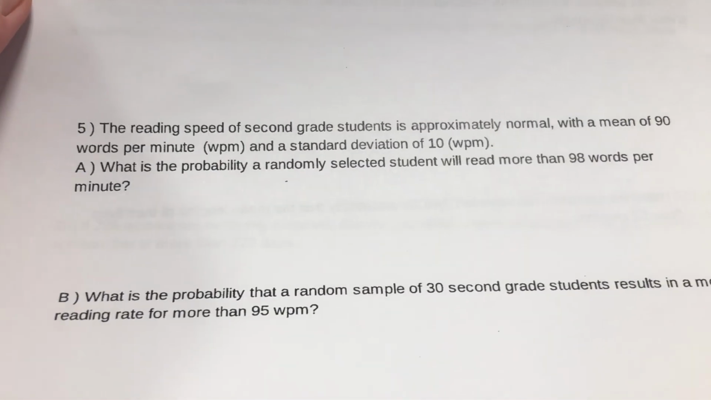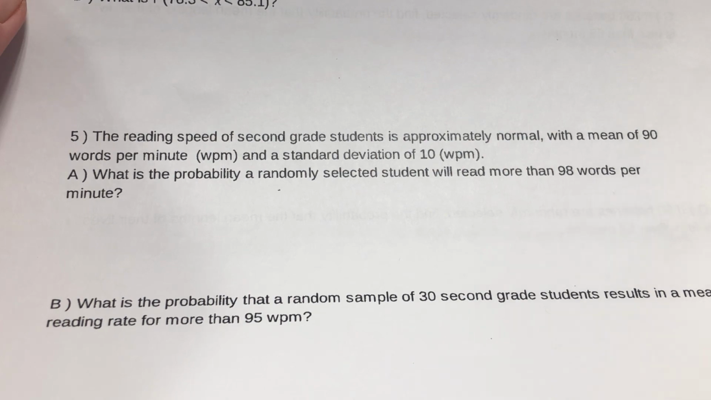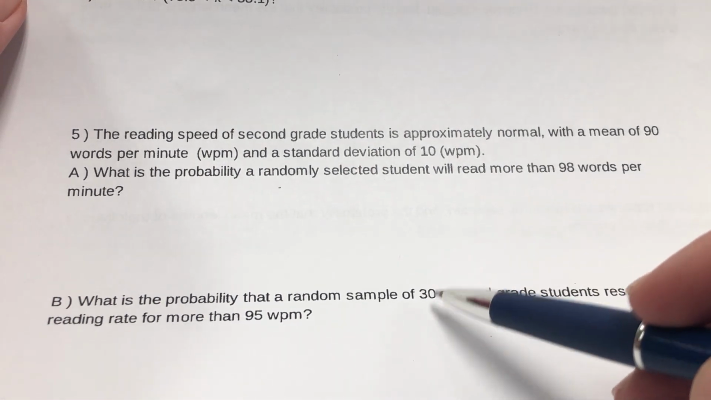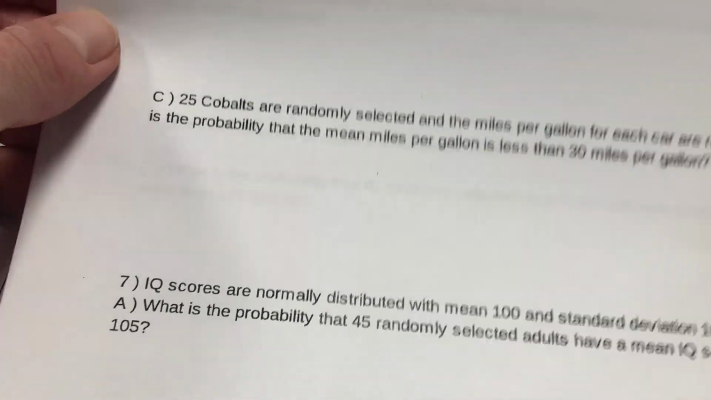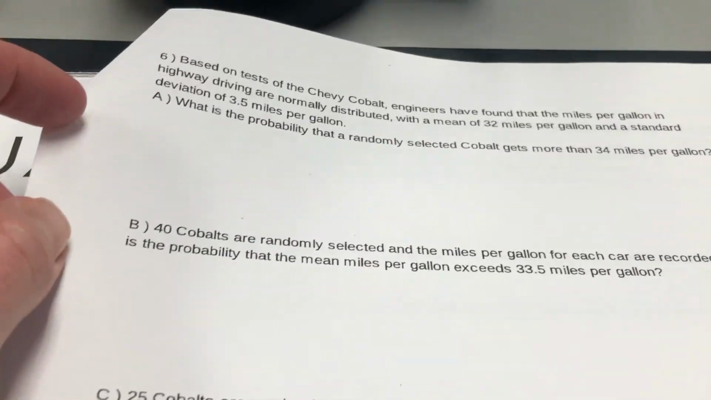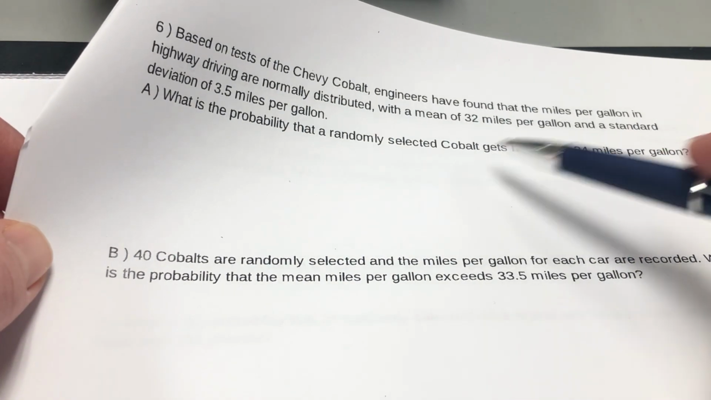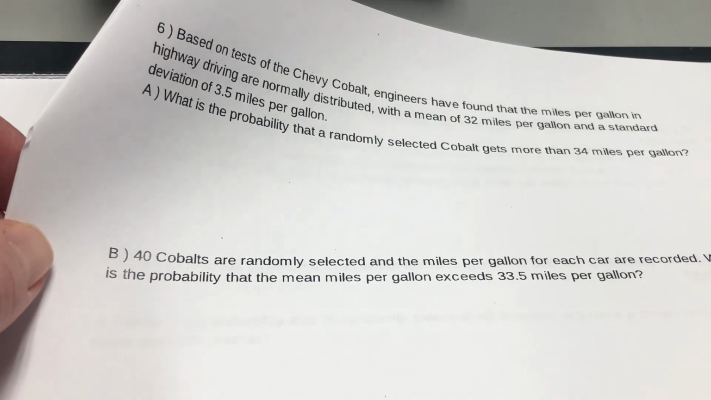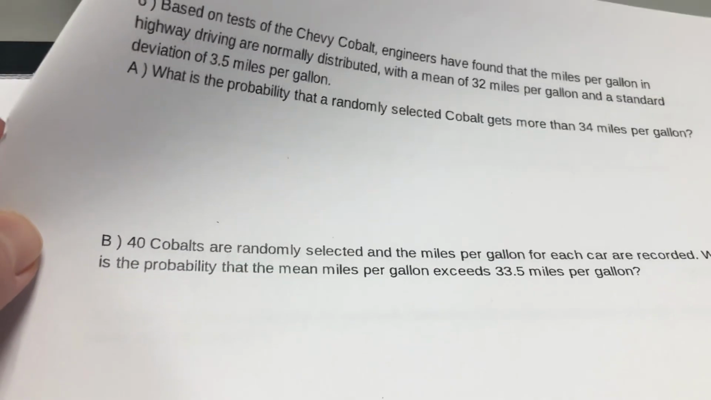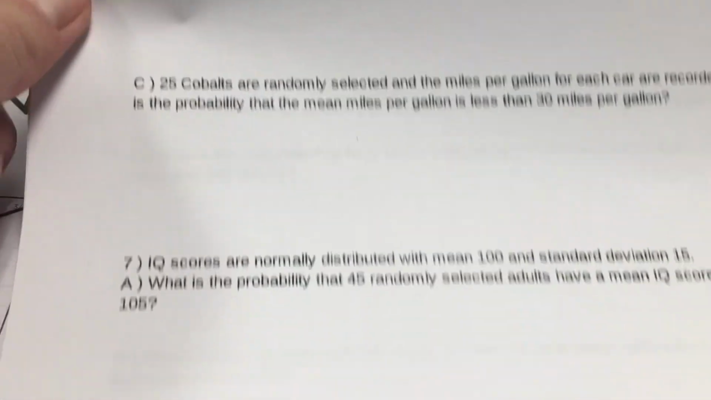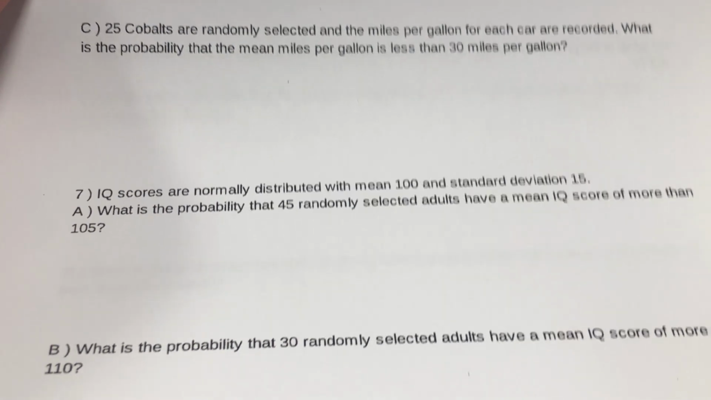Okay, reading speed. A randomly selected student. X is the reading speed of a second grader. Then you have a sample of 30. Chevy Cobalt. All right. A randomly selected Cobalt gets greater than or equal to 30. X is the miles per gallon of a Cobalt. 40 are chosen, 25 are chosen. X bar time. Hey, we know about the IQ scores, test scores. This is all X bar.